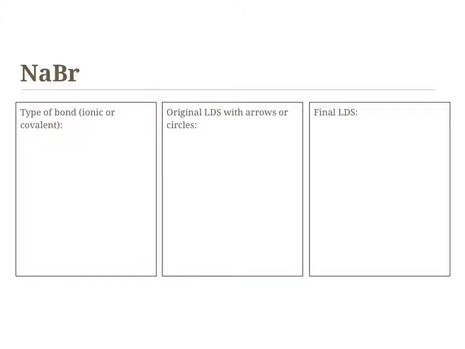Okay, now next one is NaBr, so I'm going to go look at the metal. So that tells me it's ionic. It's a metal and a nonmetal, and that means they're going to be transferring electrons. And we should draw arrows.